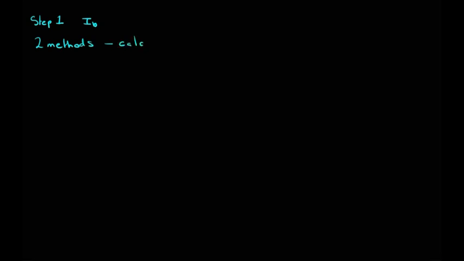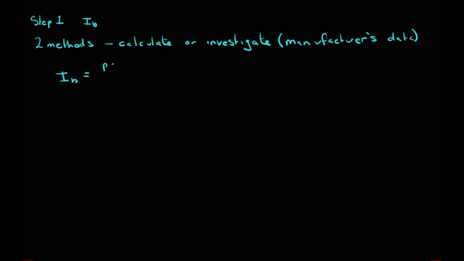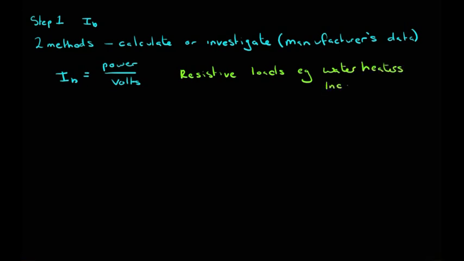First we're going to start with IB. So we've got two methods of that. You can either calculate or investigate. If you investigate it, you basically just look in the manufacturer's data handbook, and quite often they will give you that information, and you just use whatever they tell you. If you're calculating it, there's a number of formulas that you can use. IB equals power divided by volts. That's for resistive loads, for instance your water heaters or your old style incandescent lamps.